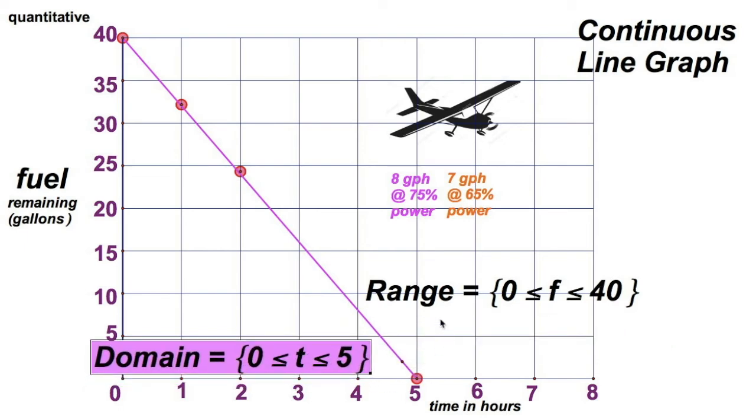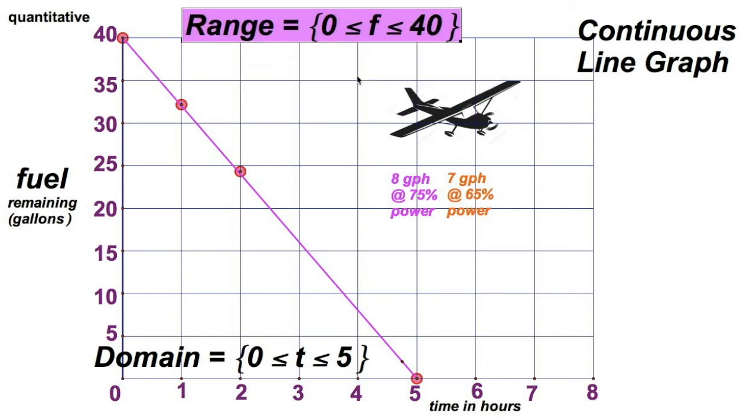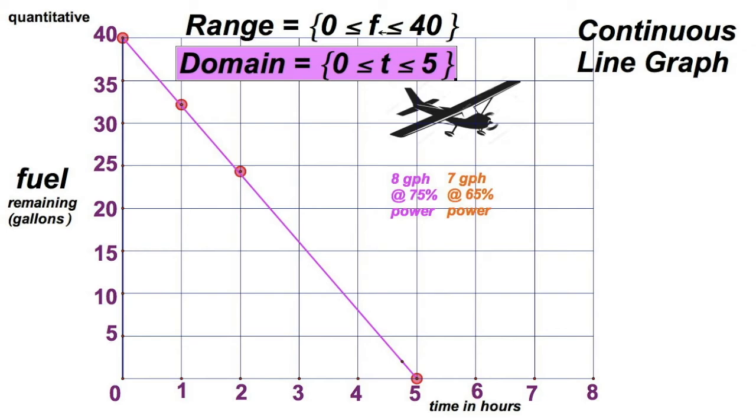Let's get this out of the way. Well, maybe put that up there. And I should perhaps color that magenta to show that that's the function that we're working with right there. That's at the 75% power level. How about if we're burning at 65% power? Yeah, we'll go slower, but we can burn longer.